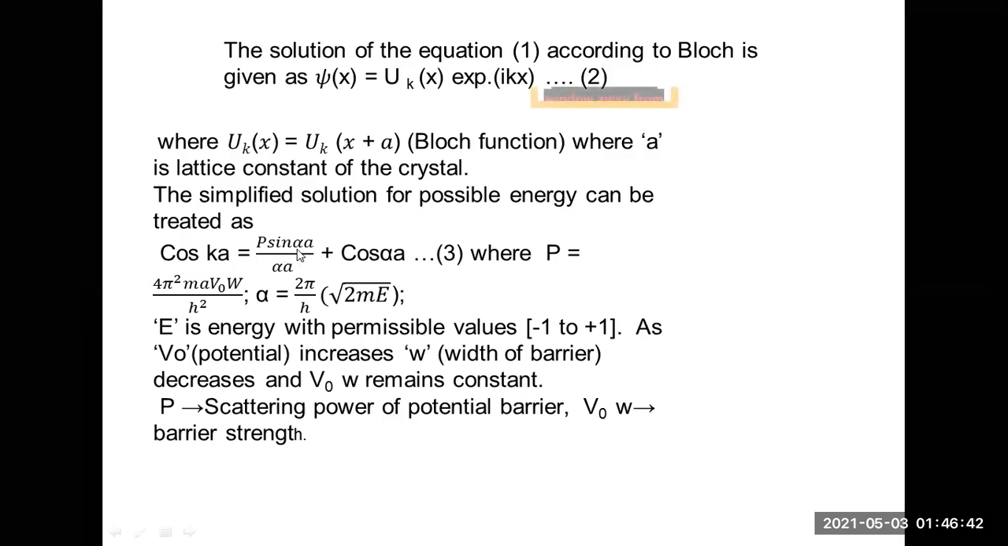Cos k is equal to P sin alpha a by alpha a plus cos alpha a. And what is P here? That is called the penetrating, I'll show you what is P, V naught omega. So we need to understand the significance of it. Whenever some equation is given, that equation will have some important conclusions, right? So what that equation actually means, right? That is the reason that we are just writing cos k is equal to P sin alpha a by alpha a plus cos alpha a.